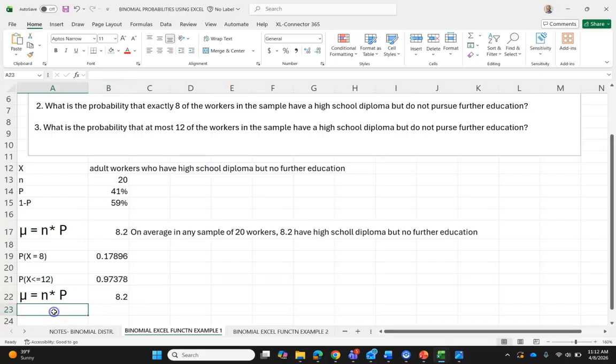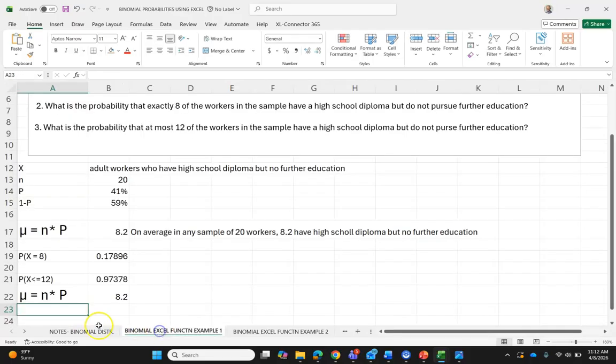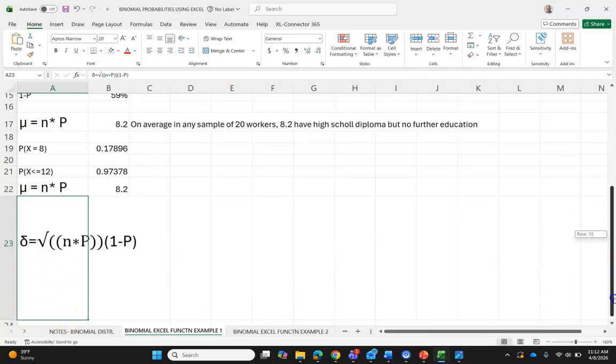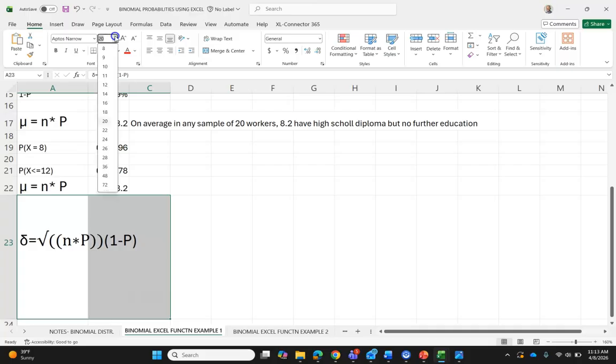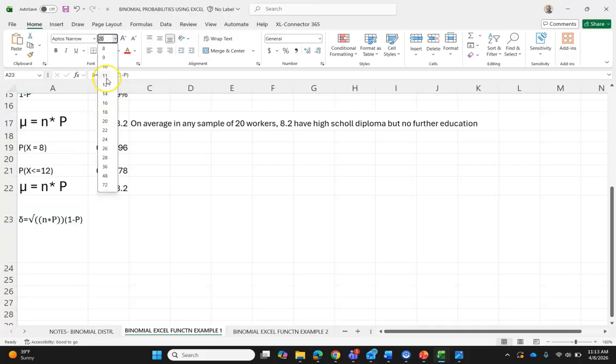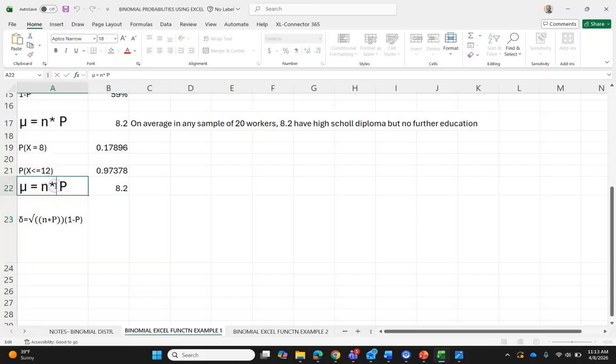But let's look at standard deviation as well. Although the question didn't ask about it, let's try to find the standard deviation. So I'm going to copy the formula and paste it here. Let me try to reduce the size of the formula.